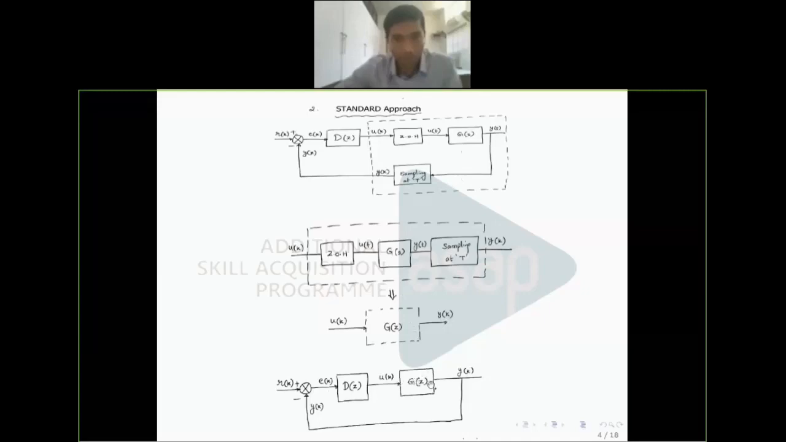Once you have G of Z, you have a cleaner block diagram. Earlier you had zero order hold and sampler. Now I have replaced everything. If you look at this system, it is now completely in the discrete domain, or digital domain, or Z domain, so that you can design a discrete controller very well using this. So this is the standard approach that we use in designing a digital controller.